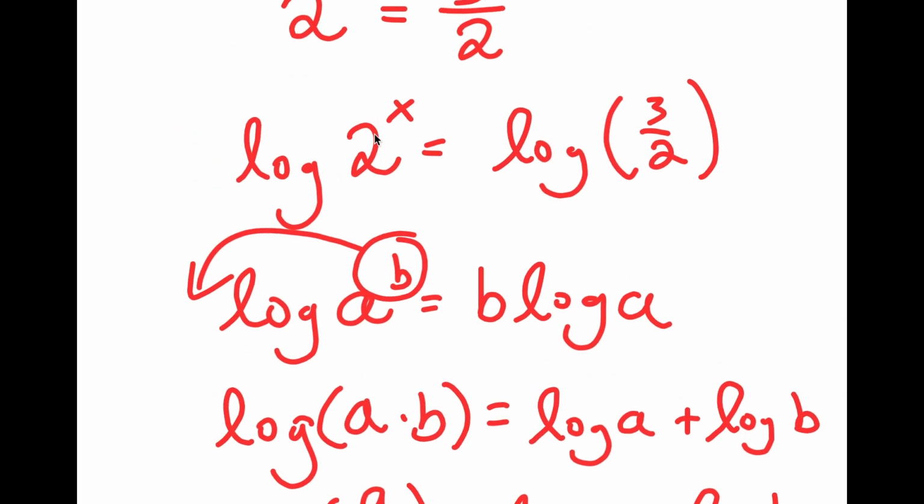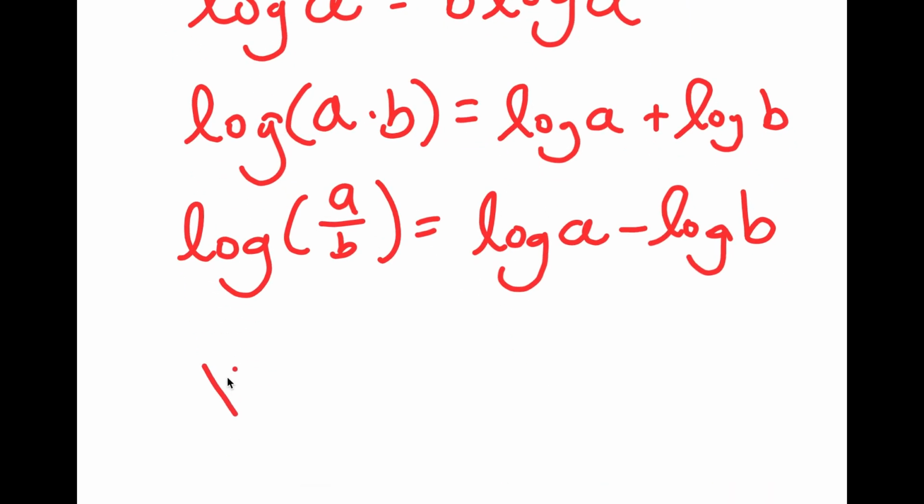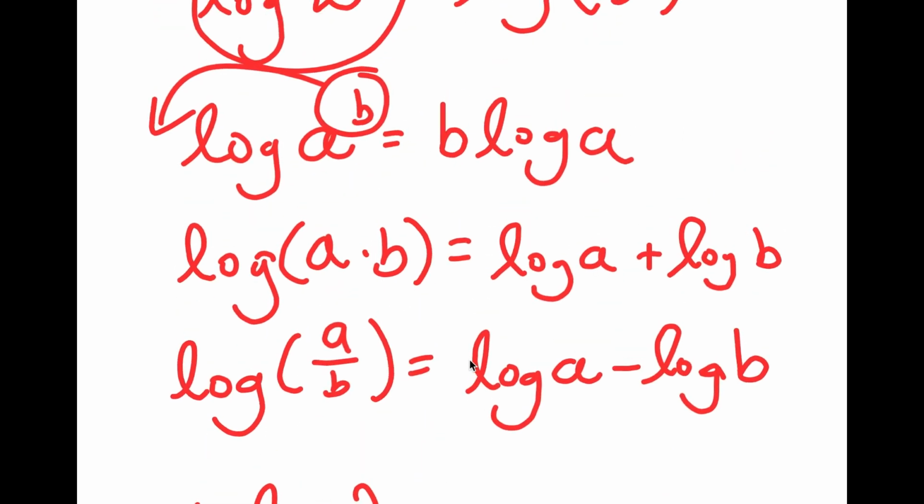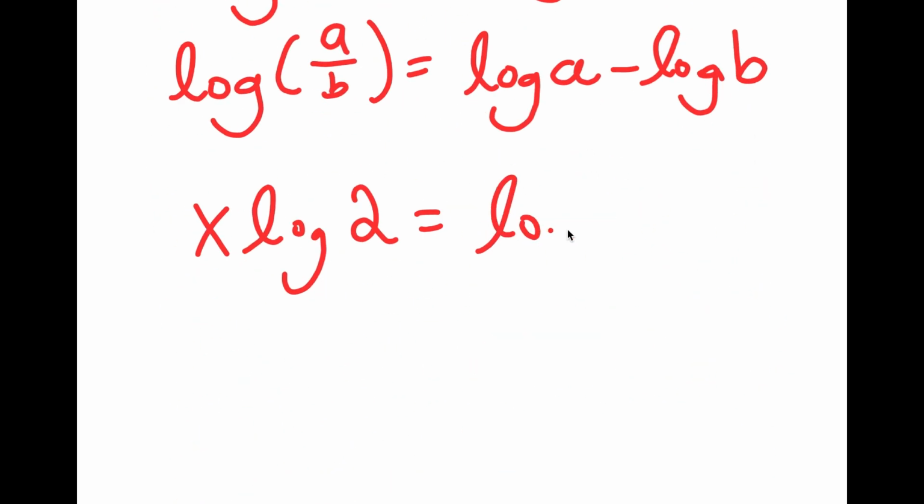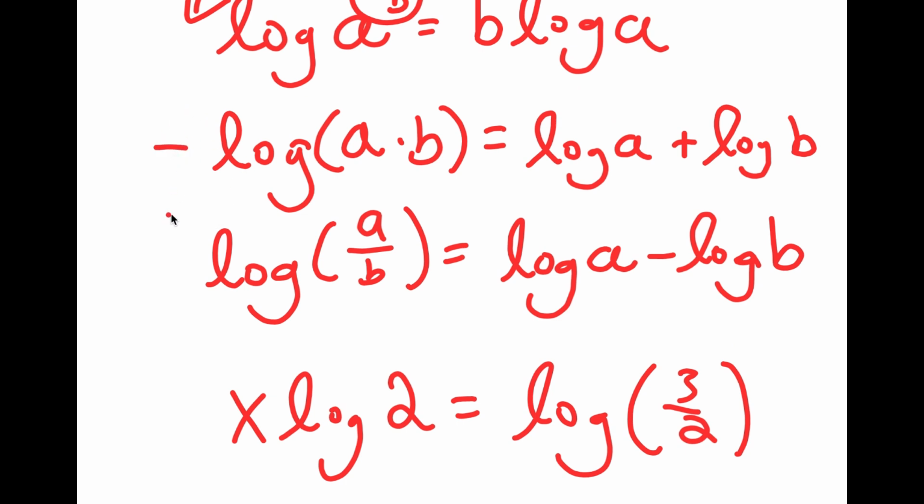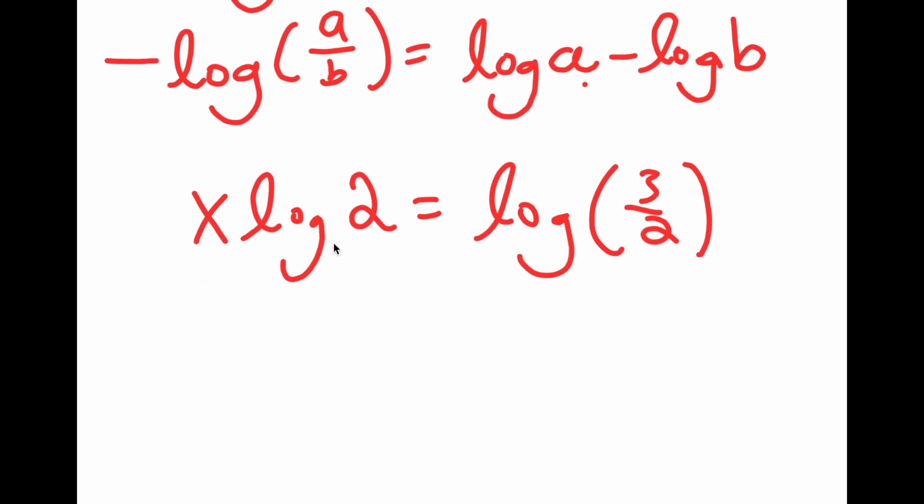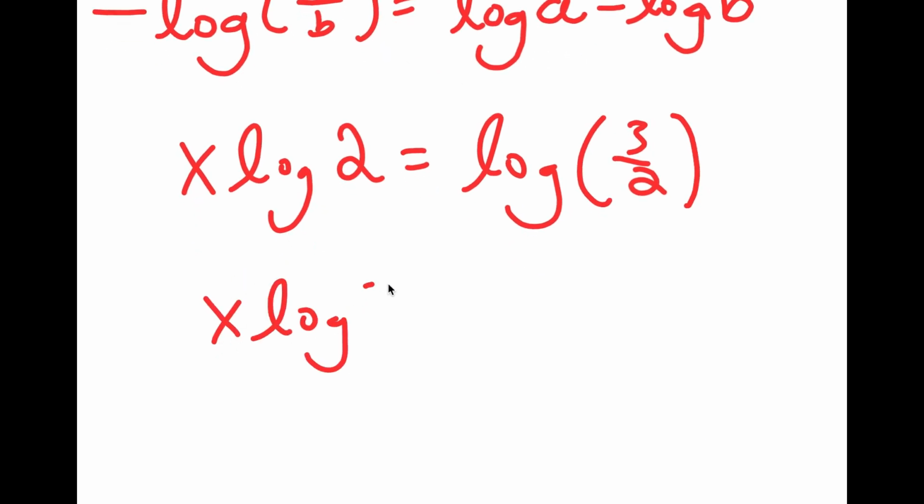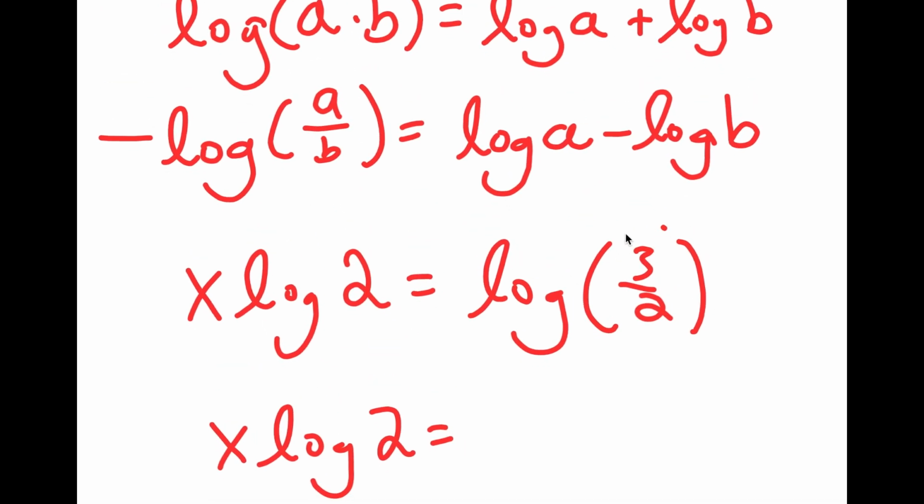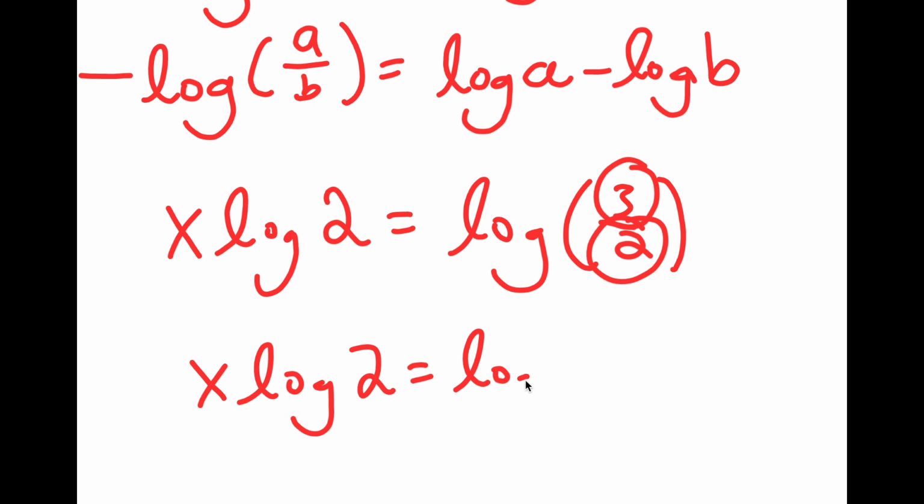So right here, we have log 2 to the power of x. And I can move x to the front. So this is going to equal x times log 2 is equal to log 3 over 2. Now we're going to use our third property here, which is log a over b, that's equal to log a minus log b. So in this case, a is 3 and b is 2, so I have log 3 minus log 2.